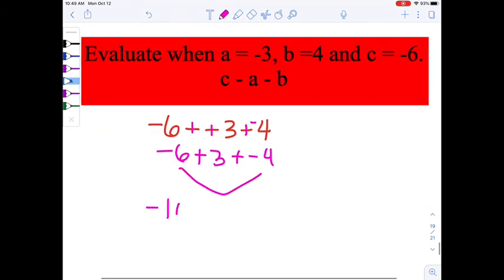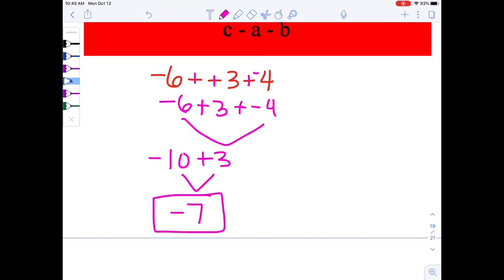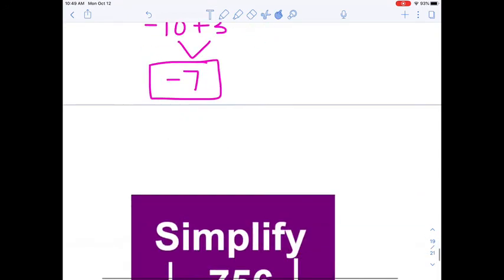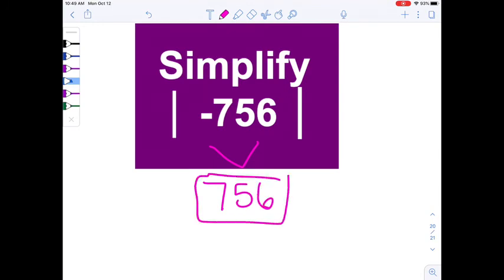So I'm going to combine my two negatives, same sign, add and keep. So I get -10 plus 3. These have different signs, so I'm going to subtract 10 minus 3, which is 7. And then -10 has a larger absolute value, so I know that my answer is negative. And then lastly, simplify the absolute value of -756. Well, the absolute value of -756 is 756.